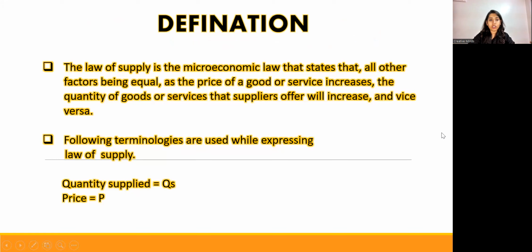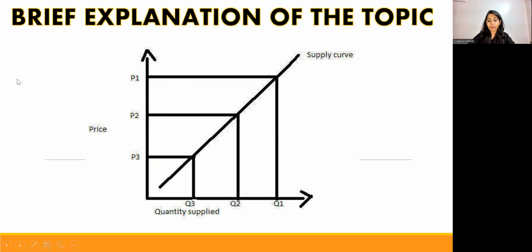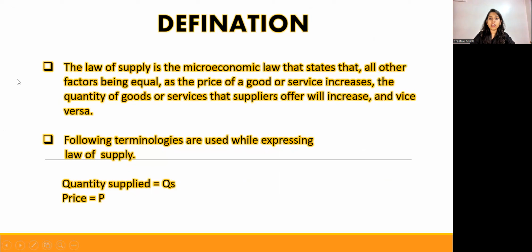So, definition. The law of supply is a microeconomic law that states that, all other factors being equal, as the price of goods or services increases, the quantity of goods and services that suppliers offer will also increase, and vice versa. Following are the terminologies we use while expressing the law of supply. Quantity supplied we denote as QS, and the price we denote as P.